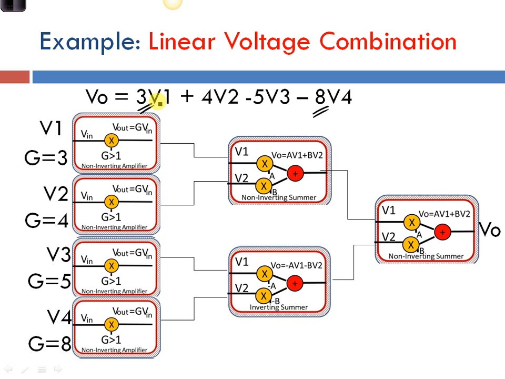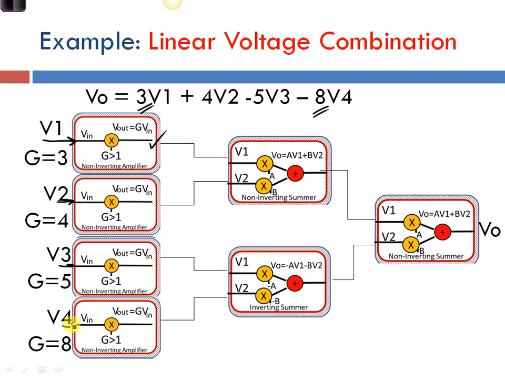There are many ways we could build this circuit. We could add things up first, we could subtract them first, we could multiply them. Many different combinations could give us this same output voltage. But here's an example of the way that I chose to do it. Here is an input voltage V1, another input voltage V2, V3, and V4.